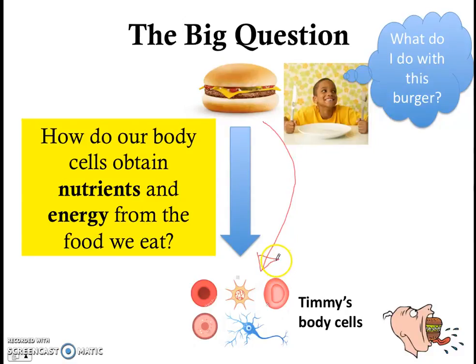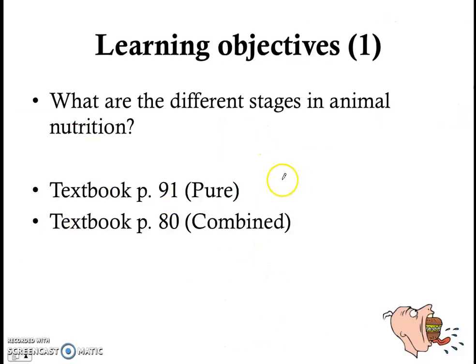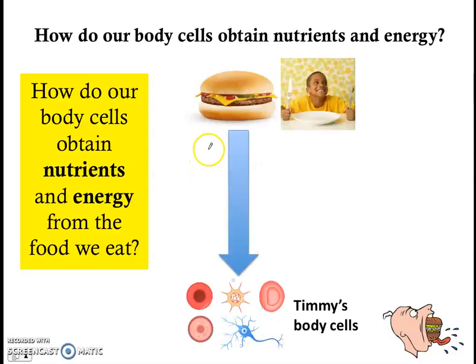So what processes need to take place in order for our very tiny body cells to obtain nutrients and energy from the food that we eat? That is the big question that we're going to answer in this topic. So in this first video, we're just going to talk very briefly about what are the different stages, processes in animal nutrition. And this can be found in your textbook on the following pages depending on whether you're in pure biology or combined biology.